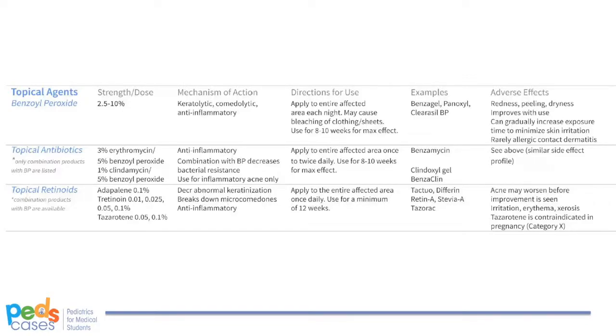Benzoyl peroxide works as a keratolytic, comedolytic, and anti-inflammatory agent. It is also bactericidal against P. acnes. It therefore is helpful in the treatment of both comedonal and inflammatory acne lesions. It is available over the counter in concentrations of 2.5 to 10%. It is recommended to start with the lowest concentration to minimize skin irritation and to increase as tolerated. Some resources suggest the concentrations of 2.5 to 5% are as effective as 10% and cause less irritation.